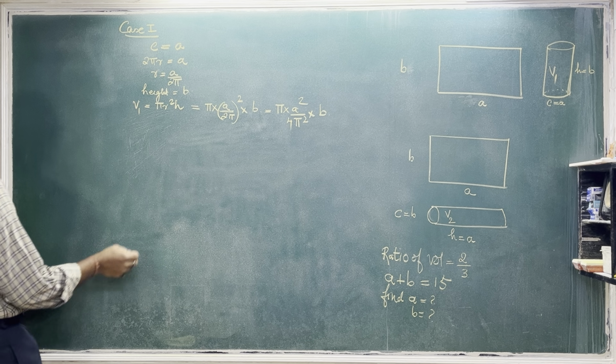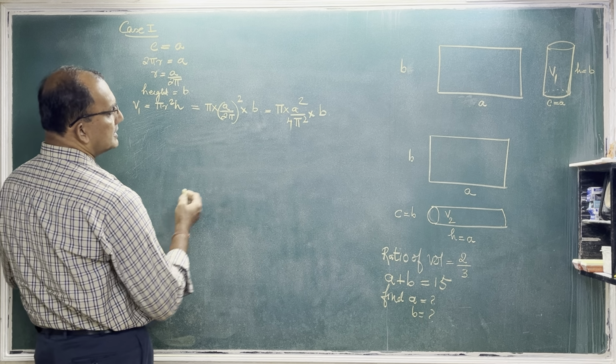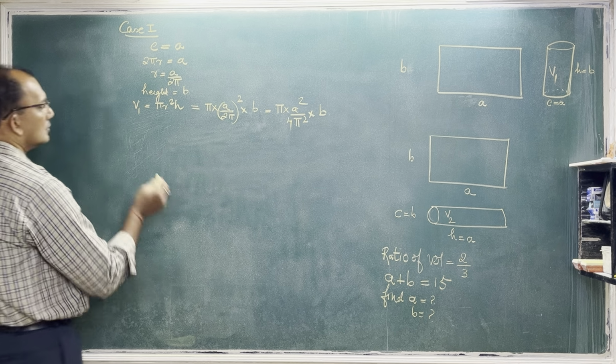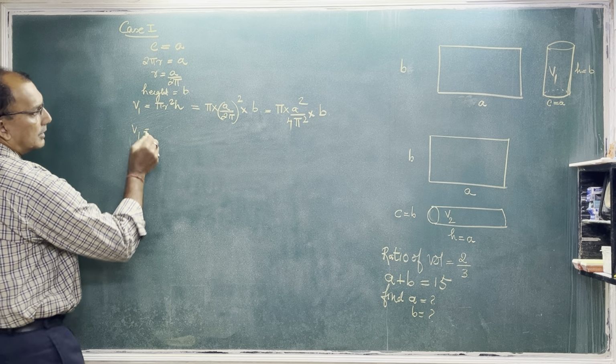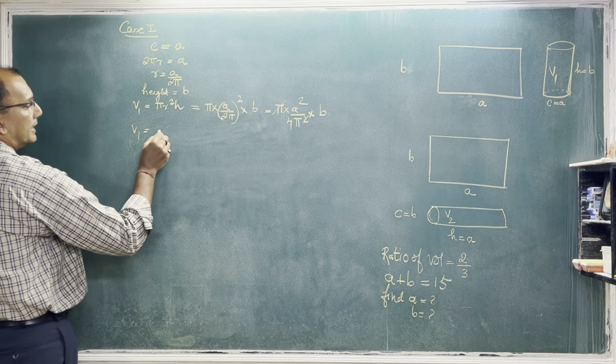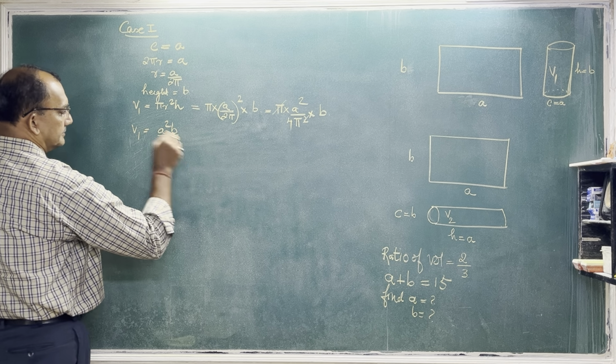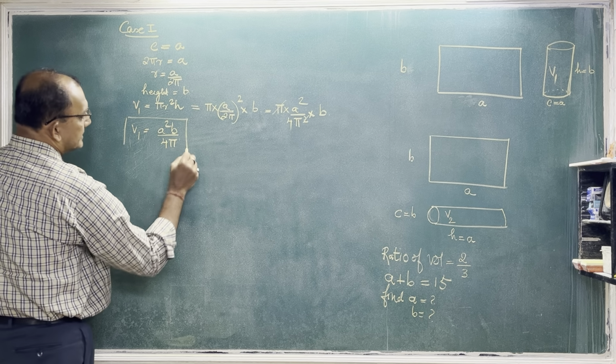So, can we cancel anything? Yes, pi will get cancelled. So V1 will be equal to, this pi will get cancelled with pi square. So I'm going to get A square B upon 4 pi. This is volume of first cylinder.